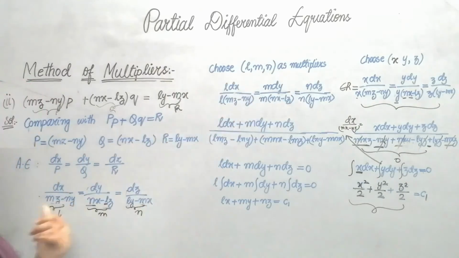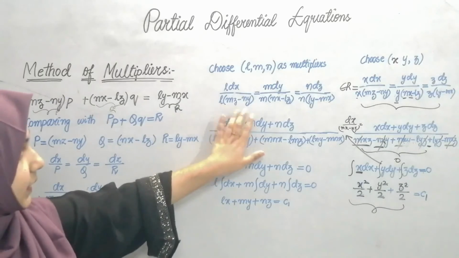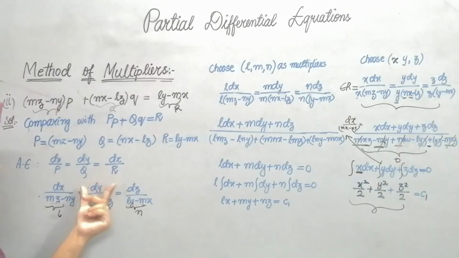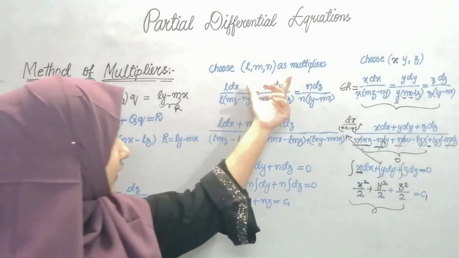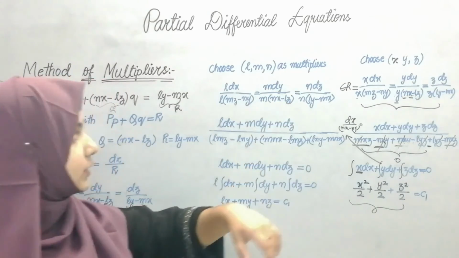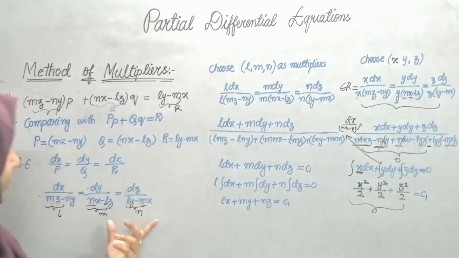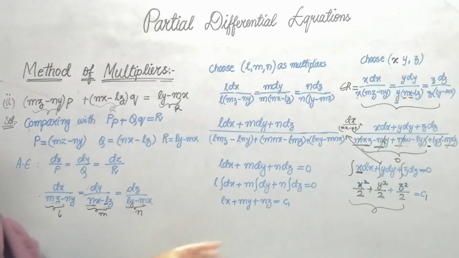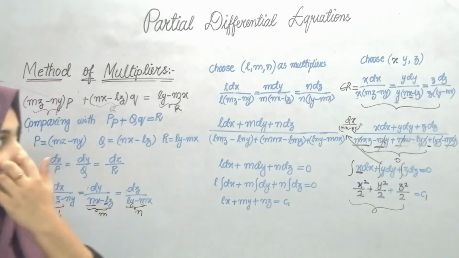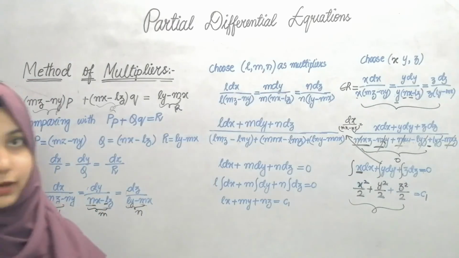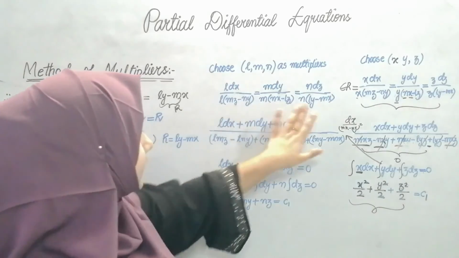So L into dx by L into (mz minus ny). Same thing is equal to, the second term will be multiplied with what? M. So that's what I'm writing, m dy by m into (nx minus lz), is equals to, the third term is being multiplied with what? N, right? So that's what I'm writing, n into dz by n into (ly minus mx). Clear? Now I'll add all these three terms.